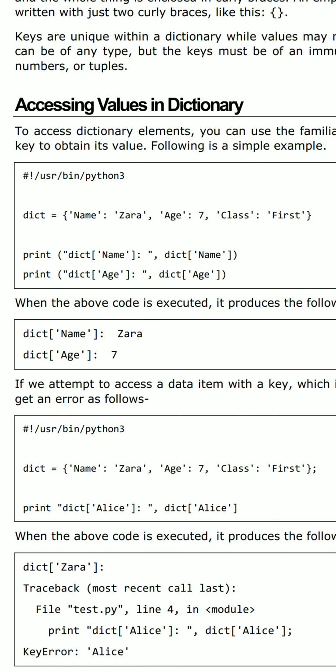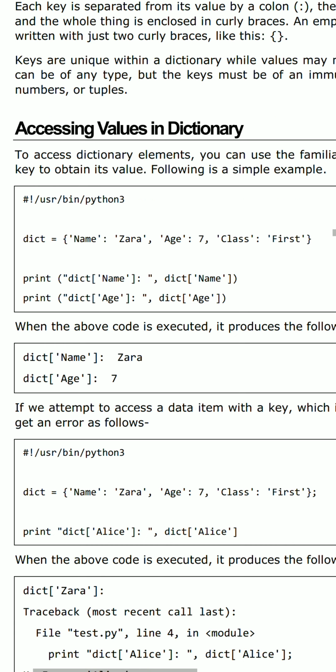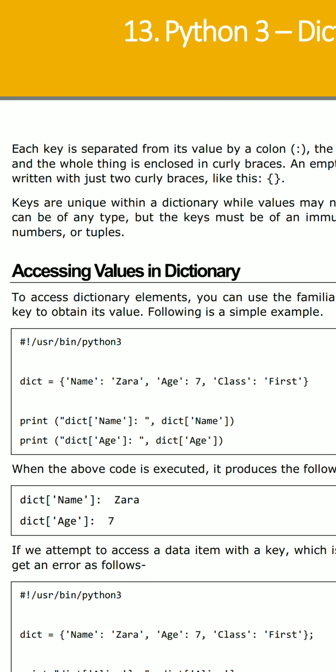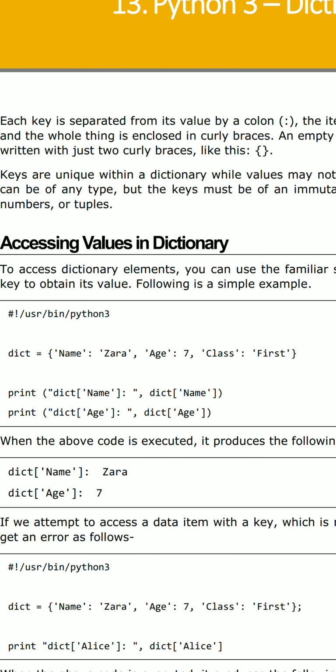Consider the example. dict is a dictionary, written like this. Here name is the key, and the next one, Zara, is the value, separated by a colon. So name colon Zara: name is in single quotes, and Zara is in single quotes. Why? Because it is a string.